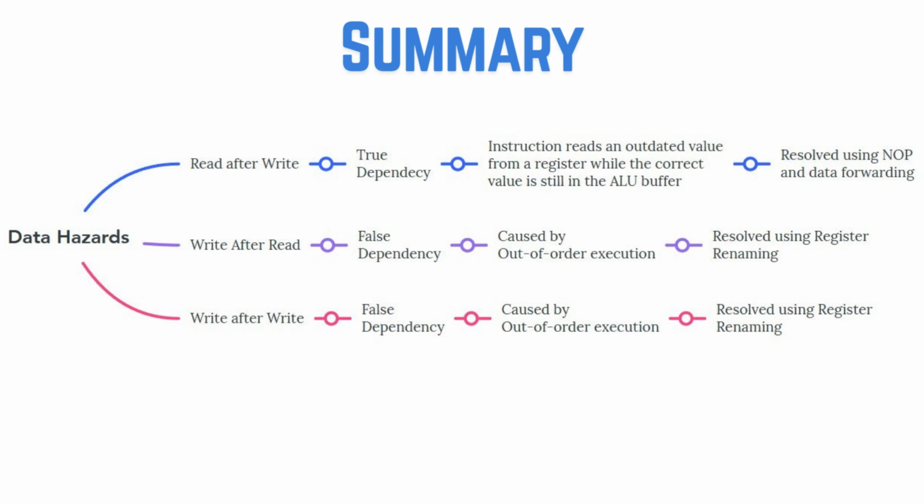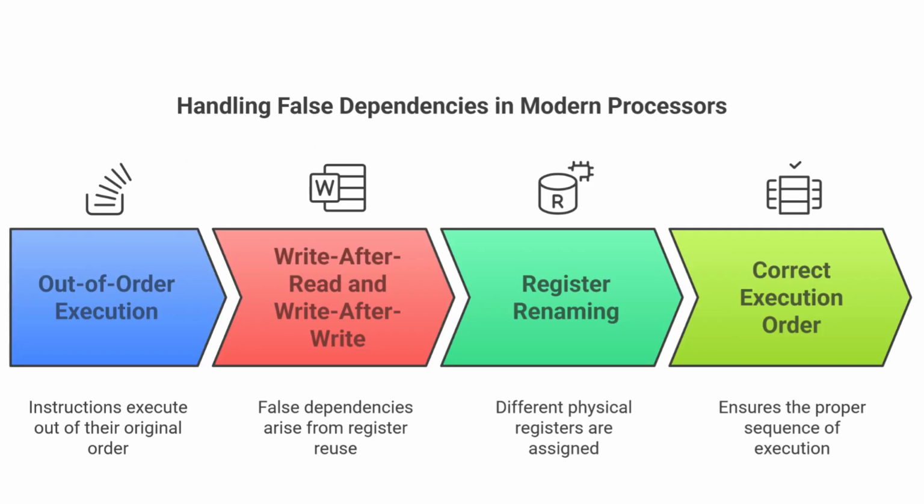The other two hazards, write after read and write after write, are caused by out-of-order execution, a feature in modern processors that allows instructions to execute in a different order than they appear in the program. These are considered false dependencies because they arise from register reuse rather than an actual data dependency. Fortunately, register renaming eliminates false dependencies by assigning different physical registers, ensuring correct execution order.